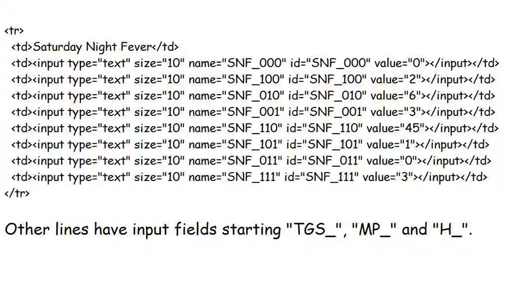Finally, to the program itself. What you're looking at is the HTML code that creates one line of that table. It's the line for the disease Saturday Night Fever, where all the input fields start with the letters S, N, F and an underscore. Each of the element names contains a 3-digit binary number corresponding to that particular combination of symptoms, together with default values that I dreamed up. There are similar lines that start with the letters TGS, MP and H for healthy.